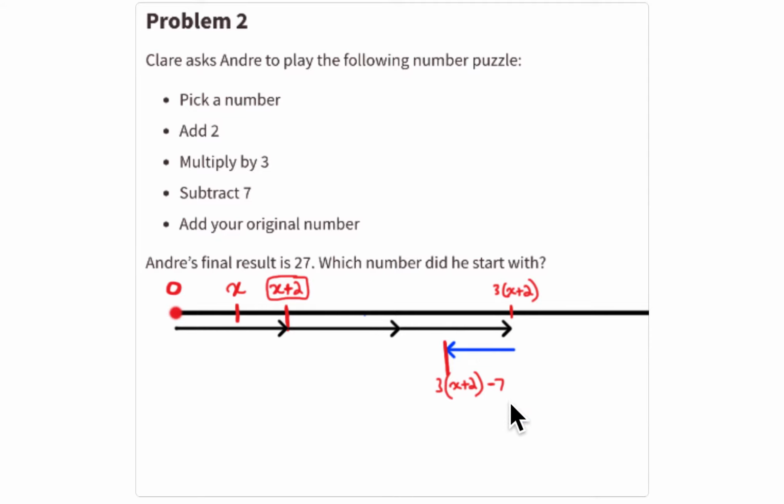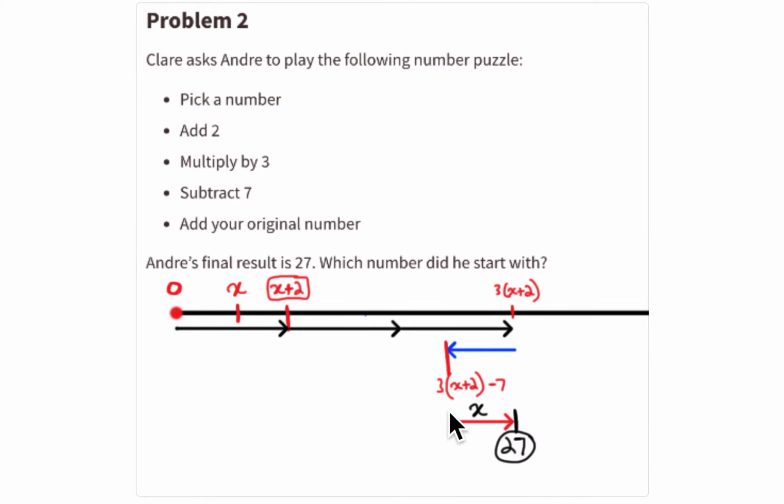Then I'm going to subtract 7. But I don't know where I am right here. I don't know what this value is. Whatever it is, I'm going to subtract 7 from it. Then I'm going to add x back, and I'm going to end up at 27. So at this point, I got stuck. I didn't really know how to use this diagram to help me solve the problem.